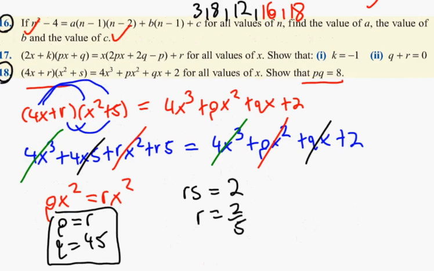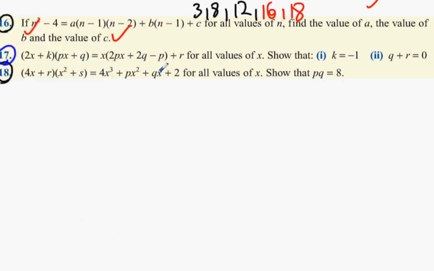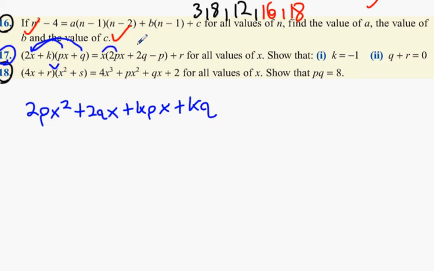17 is slightly of a similar vein. Would you like to see one more, or do you want to have a go at them yourselves? So, this one here, what we have is 2x multiplied by px, 2p, x squared, 2x by q, 2qx, but same thing. K multiplied by px, kpx, k times q, kq, equals, yeah, go for it, 2px squared. Next one, 2qx, after that one, and then finally plus r.